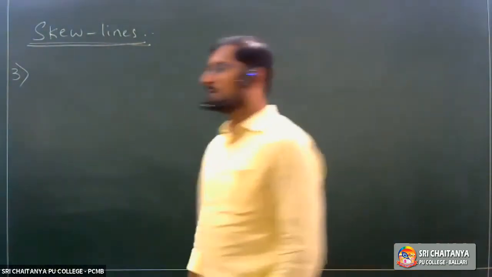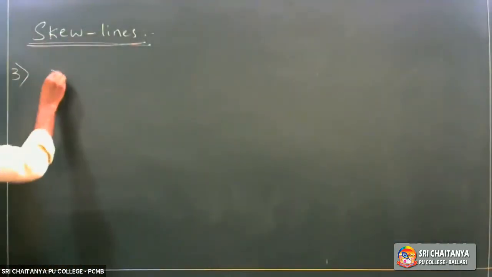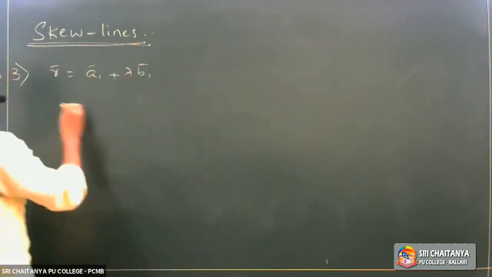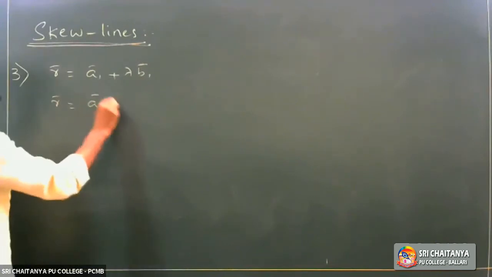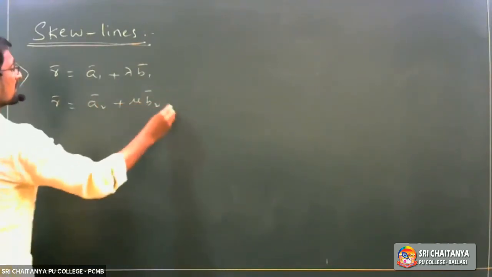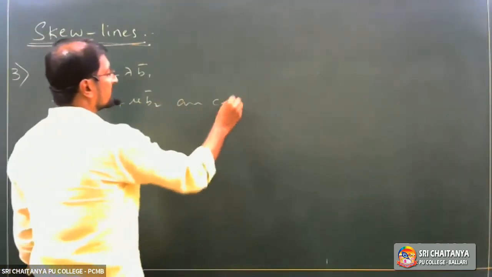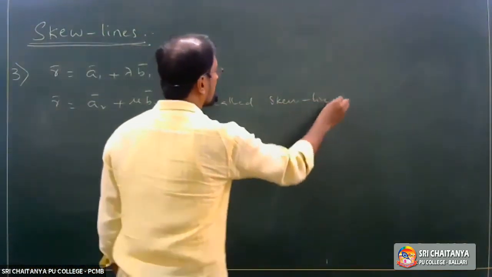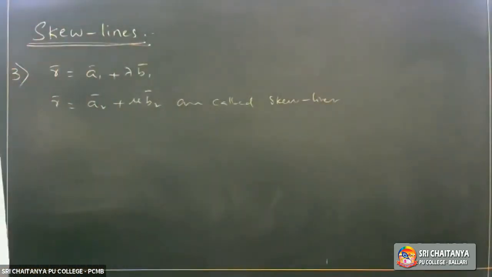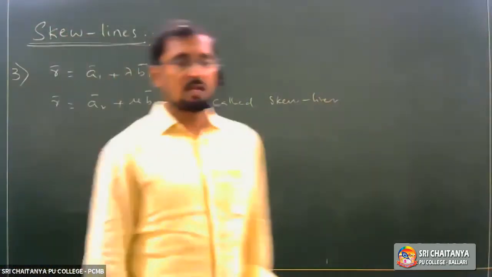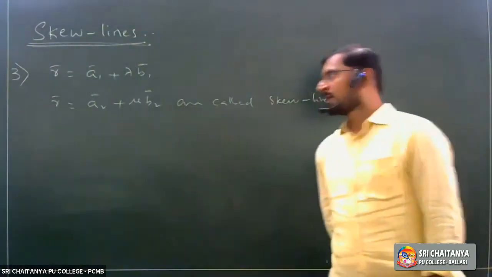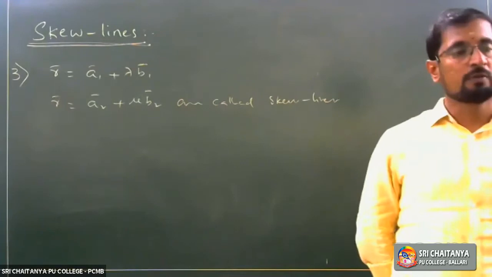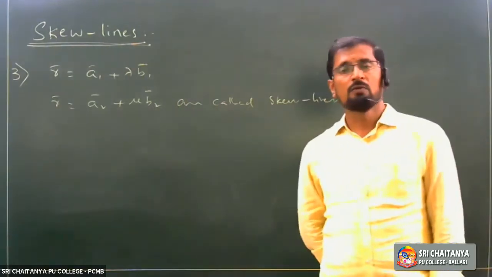Now the next one: r bar = a1 bar + lambda b1 bar, and r bar = a2 bar + mu b2 bar are called two skew lines. Write down: r bar = a1 bar + lambda b1 bar, r bar = a2 bar + mu b2 bar are called two skew lines.